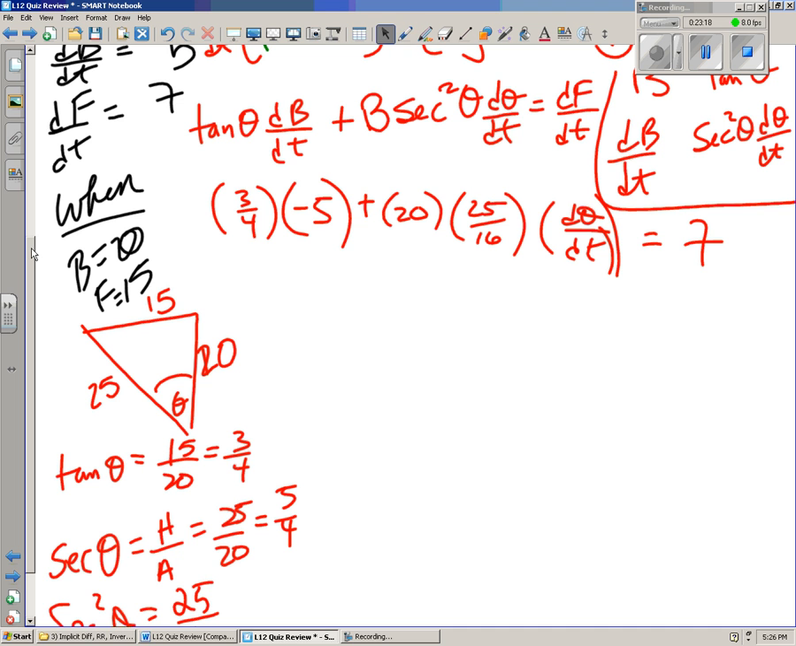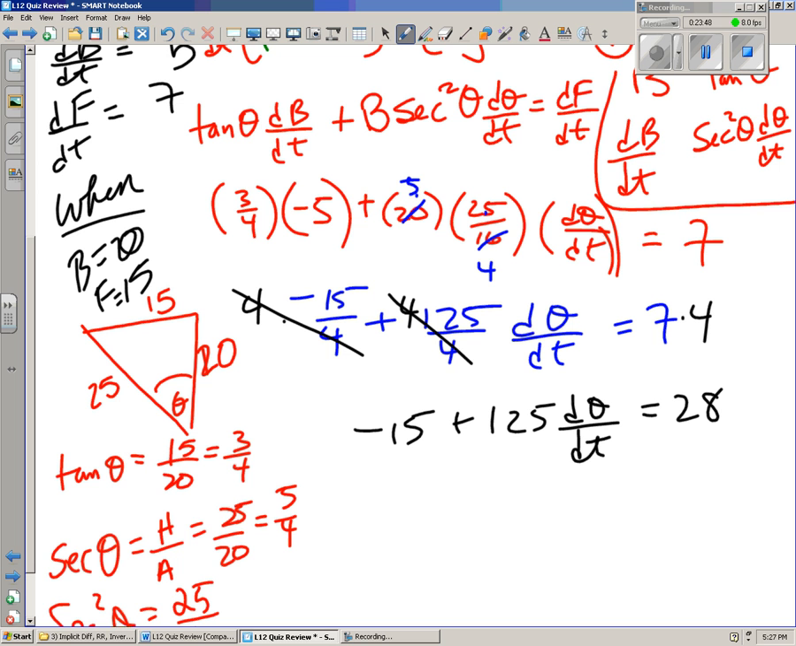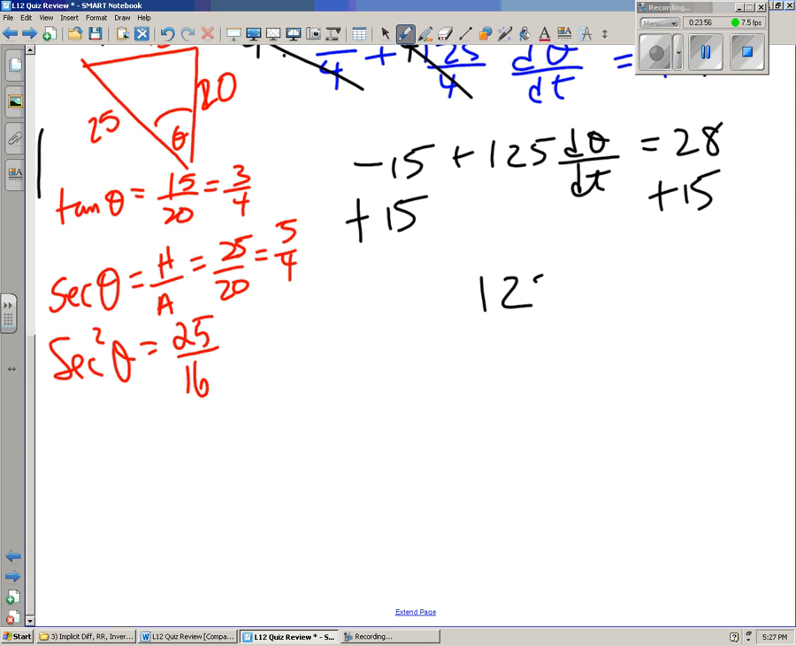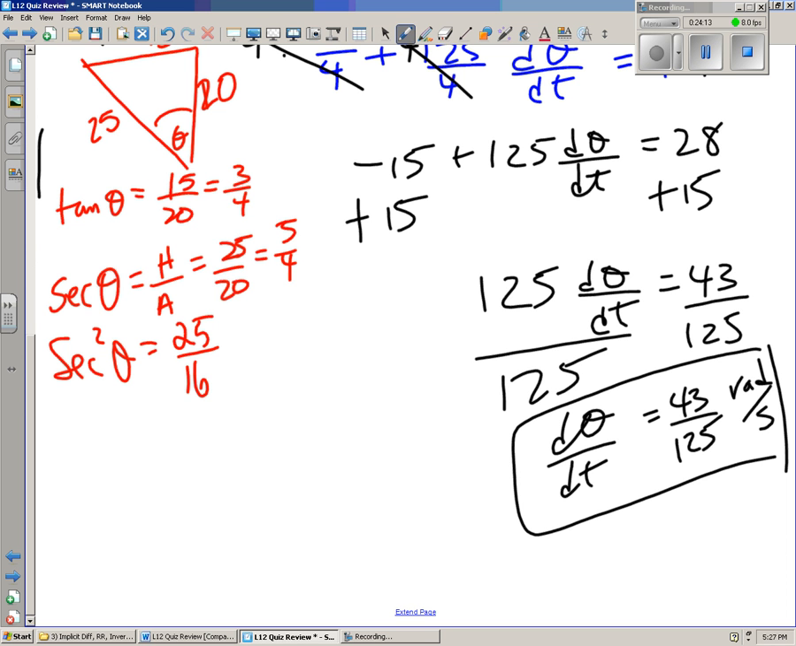All right, so now we have some just ugly arithmetic to do. We get -15 over 4 plus, this reduces to, let's see, 5 over 4. 5 times 25 is 125. Now this equation isn't terrible if you realize multiply by 4 and life is a lot easier because there's no more denominator. So I get -15 plus 125 d theta over dt is 28. Adding 15 over, we get 125 d theta over dt is 43. Divided by 125, we get d theta over dt is 43 over 125 radians per second. Calculus is done in radians. If you wanted to convert this to degrees, you could multiply by 180 over pi to see how many degrees this would be.